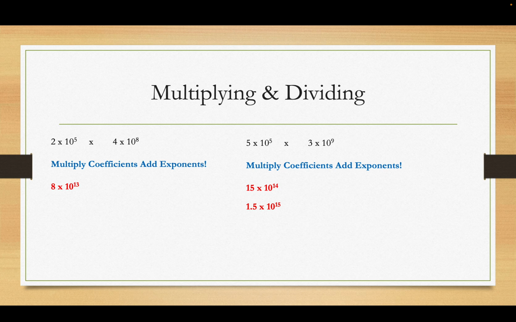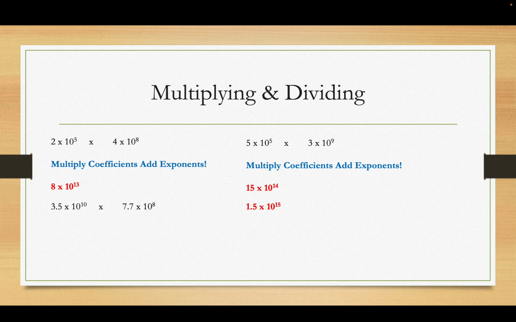Why 15? Because when I multiply by 10, that's 10 to the 14 times 10 to the 1, which 10 is. Add exponents, you get 15. I have to have a number between 1 and 10 in the beginning, or it's not scientific notation. That's like the trickiest part of the whole subject matter that we cover. So 1.5 times 10 to the 15. Multiply coefficients, add exponents.